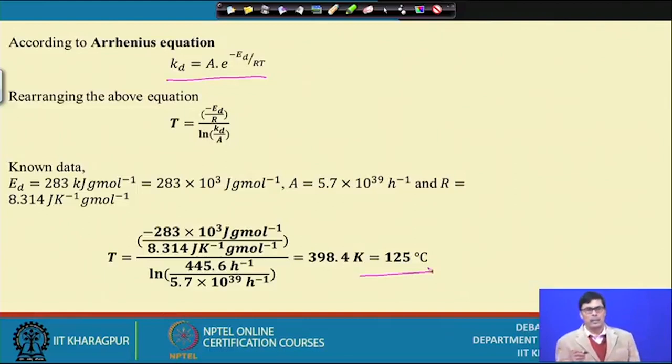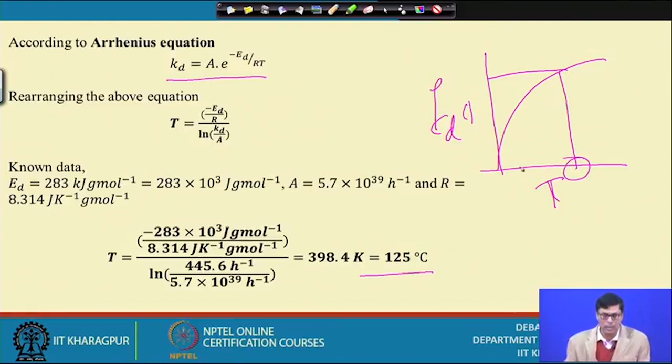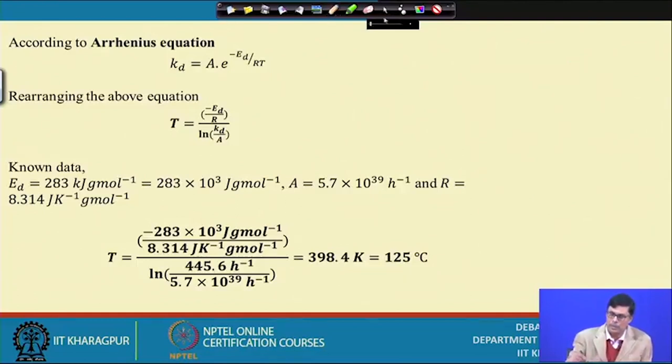Now, another way: suppose we are unable to estimate the kd value, or we estimate the kd value but we do not have the other values, that is, the ED value is not there. Then if we have the correlation between kd and T, that is, how the kd value changes with respect to temperature, and if you know the kd value, then from the plot, from the graph, we can also find out the temperature of sterilization. So, these are the two ways we can find out the temperature of sterilization, it is not very difficult.